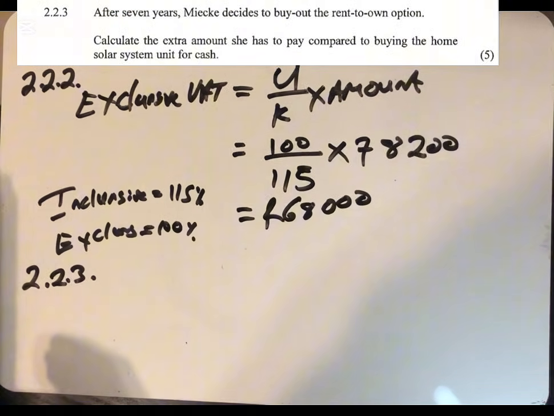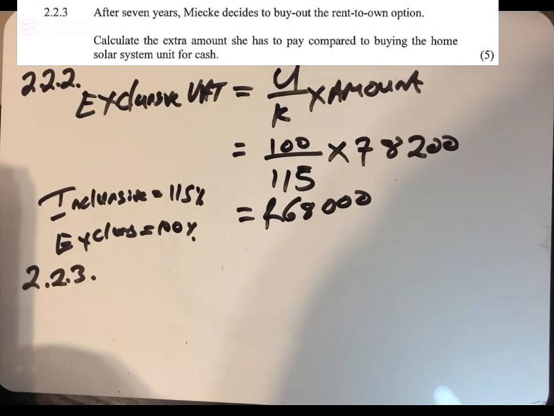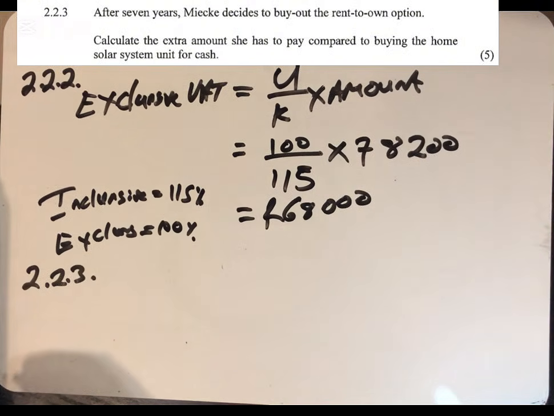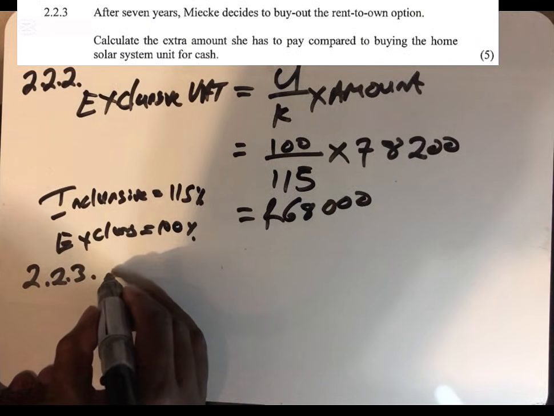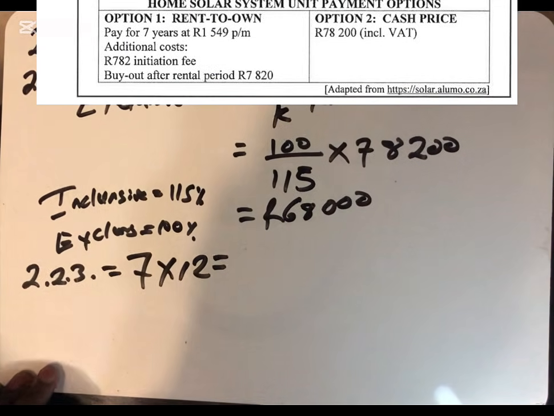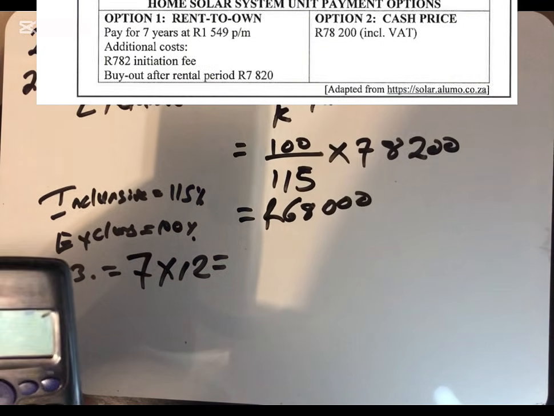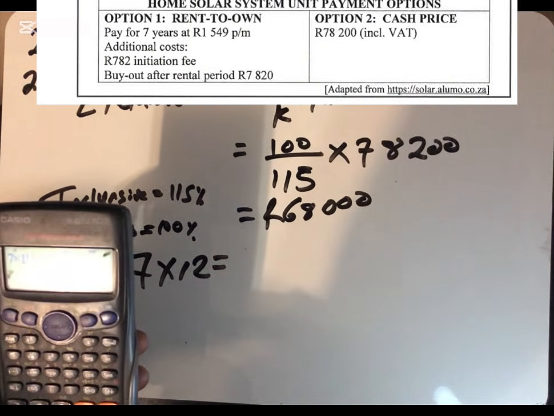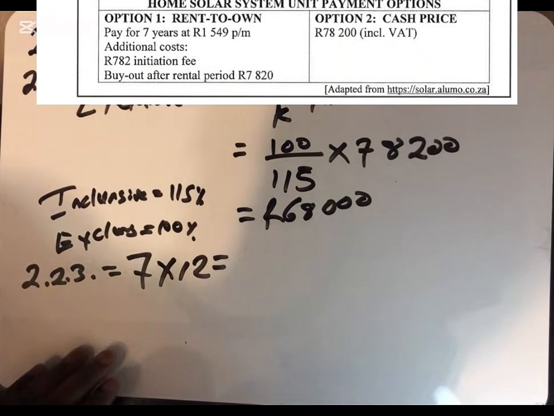Moving to 2.2.3, it says that after 7 years, McKay decides to buy out the rent to own option. Calculate the extra amount she has paid compared to buying the home solar system unit for cash. 7 years, we know that is how many months? We're going to say 7 multiplied by 12, which is 84 months.